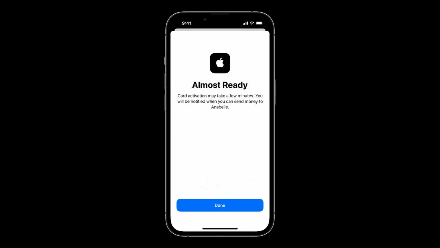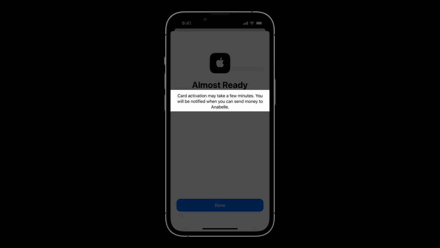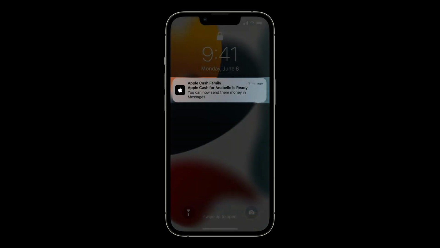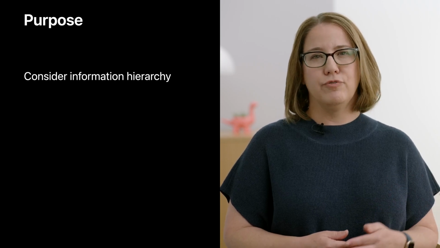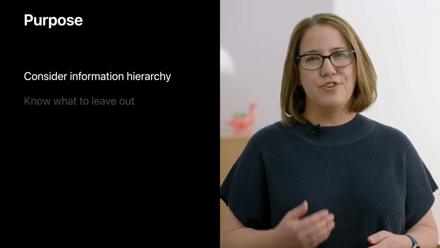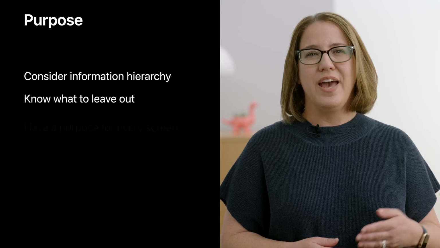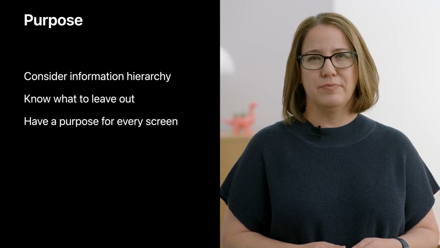After you verify your identity and you're at the end of this flow, you're still not quite ready to start using the feature. This "Almost Ready" screen tells you that the card activation may take a few minutes and to expect a notification. And here it is. "Now you can send money with Apple Cash." If you're having a hard time deciding what to write on a screen, go back to its purpose. You can convey purpose by considering information hierarchy, knowing what to leave out, and having a purpose for every screen.